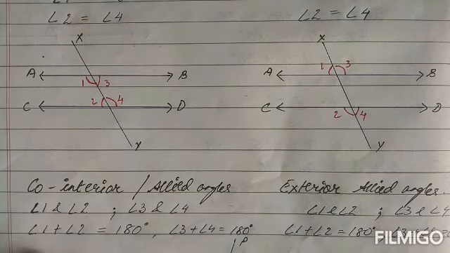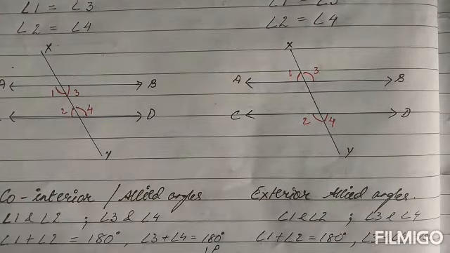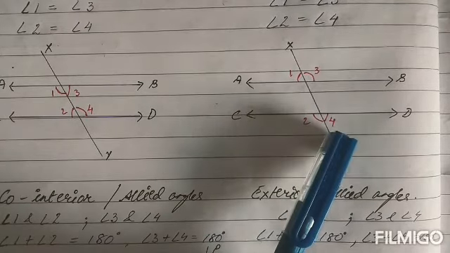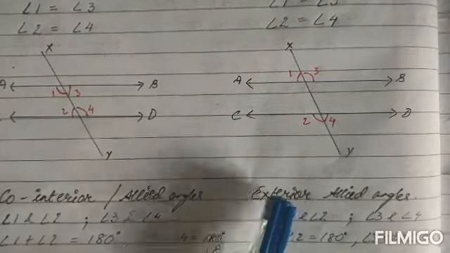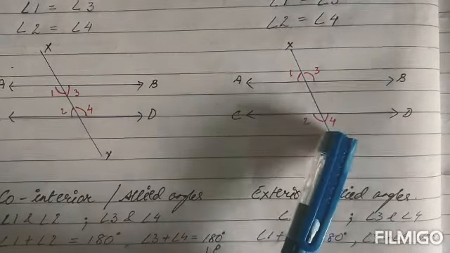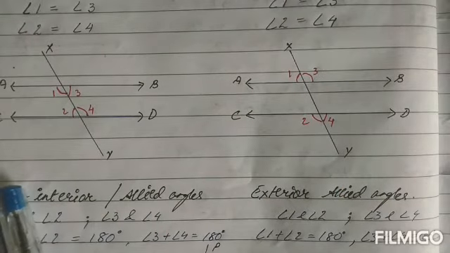Now, exterior allied angles means they are on the exterior side and they are on the same side of the transversal. See, 1, 3, 2 and 4 are the exterior angles. So exterior and allied. Why? Because 1 and 2 are on the same side. Similarly 3 and 4 are on the same side. So these are known as exterior allied angles.